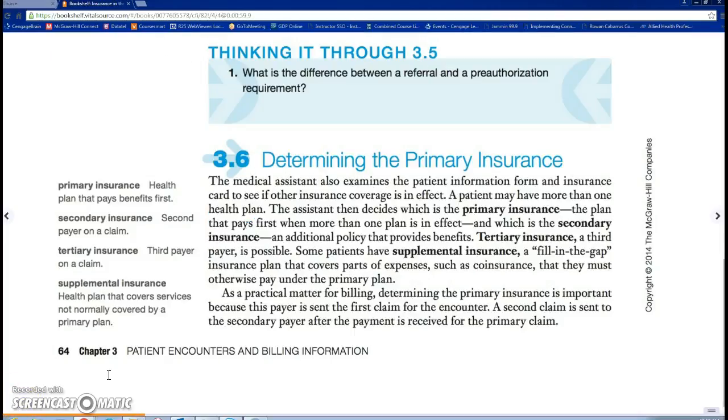Now, sometimes it's possible that there are more than one insurance that will cover the patient. Could be 1, 2, 3. You don't see this as much as you used to, but it does happen.